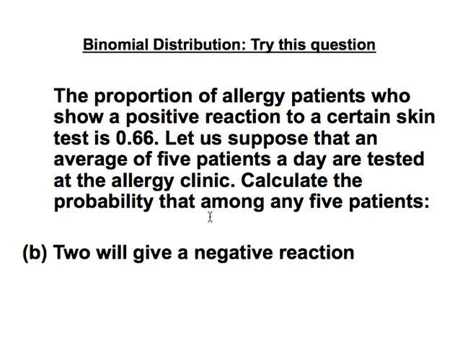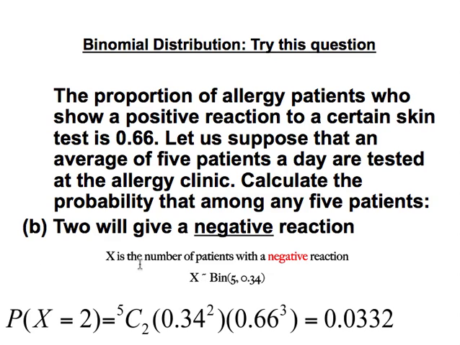Another example, same scenario, 0.66 of the patients have a positive reaction. We're looking at 5 patients. Calculate the probability that among any 5 patients, 2 will give a negative reaction. Now notice this is a negative reaction, and the question told us 0.66 has a positive reaction. So in this case, our random variable of interest is the number of patients with a negative reaction. So n is 5, but p this time is 0.34. Because that's the probability of the patient having a negative reaction to the skin test.